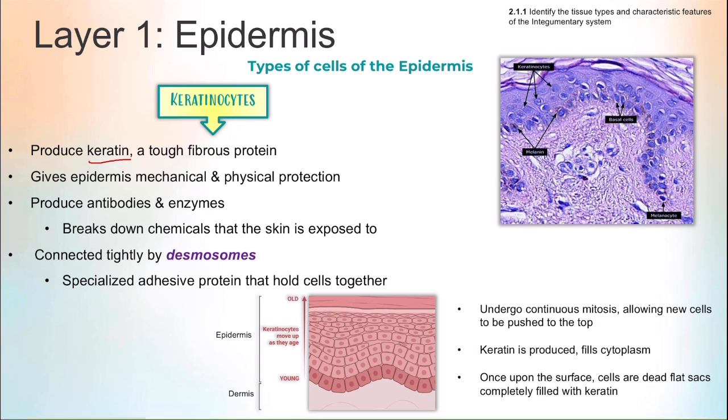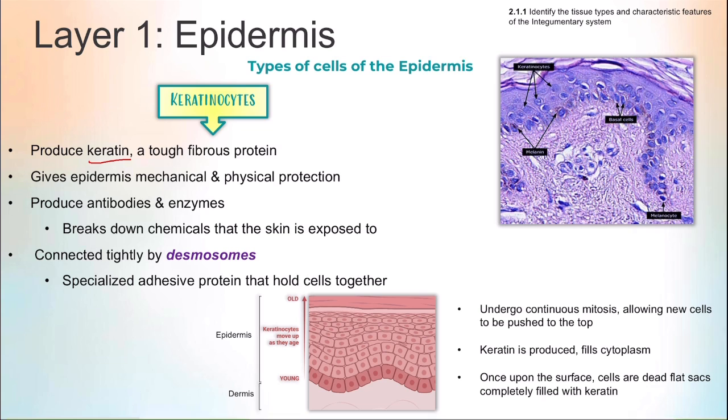We will also see that our keratinocytes do play a pretty good role when we talk about immune defense. They do produce antibodies and enzymes, and when we talk about skin having its own microbiome, these are usually part of the reason for that. So these guys will create different material to help break down any possible pathogens that the external environment's throwing at us.